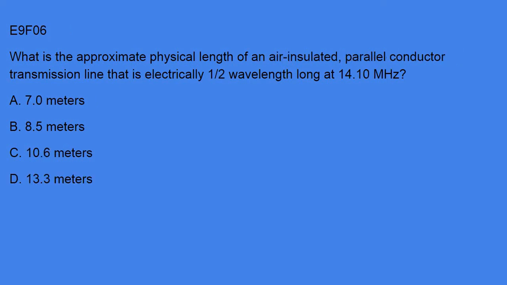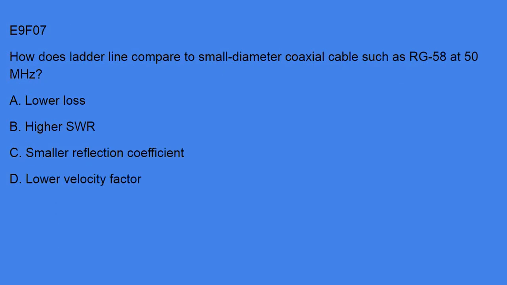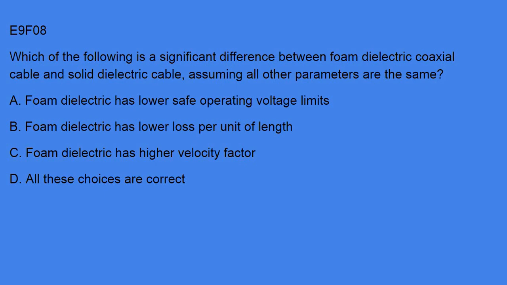E9F06, what is the approximate physical length of an air-insulated parallel conductor transmission line that is electrically half wavelength long at 14.10 megahertz? 10.6 meters. E9F07, how does ladder line compare to small diameter coaxial cables such as RG58 at 50 megahertz? Lower losses.